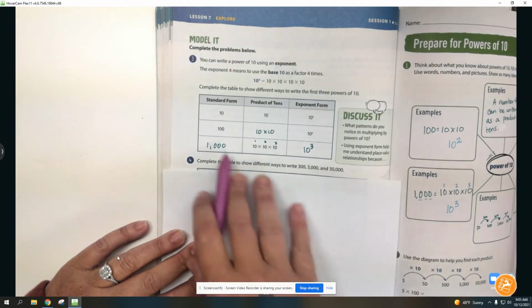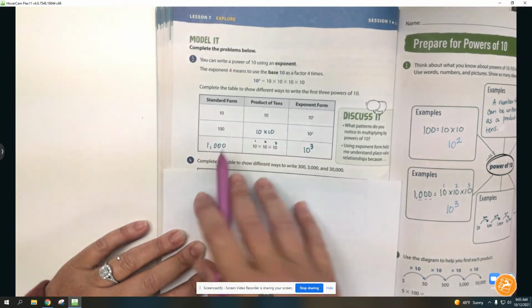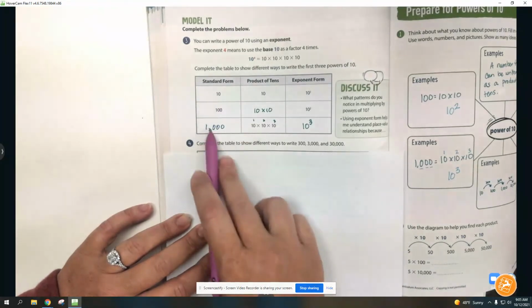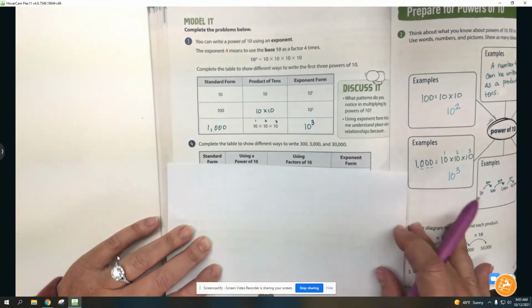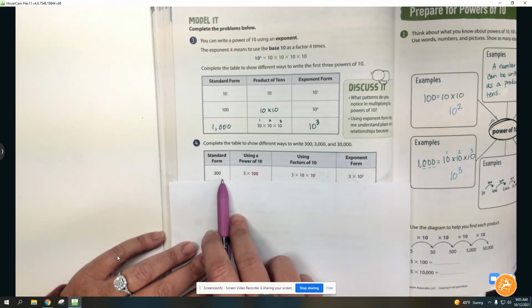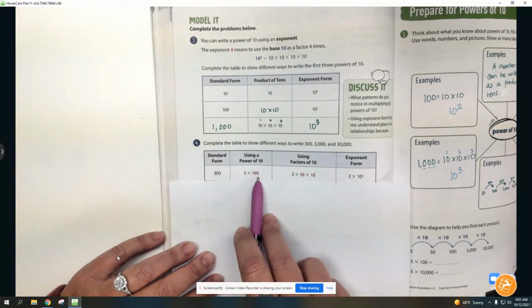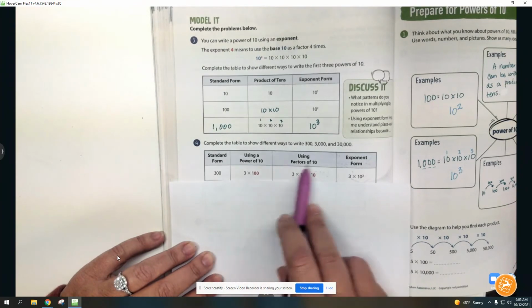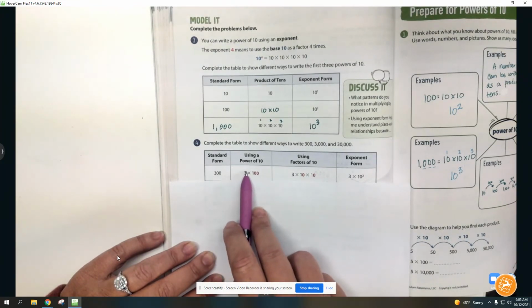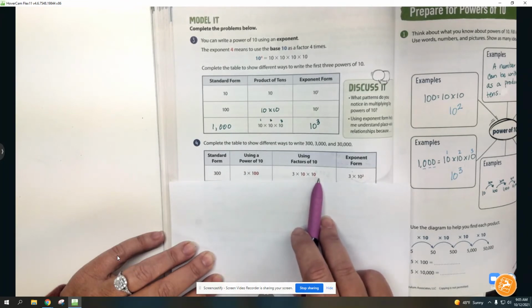It's going to be very similar to writing 10, 100, and 1,000. Just now instead of having ones at the beginning, we have threes at the beginning. So in standard form, 300 is written using a power of 10 as 3 times 100. Using factors of 10, you keep the 3 the same: 3 times 10 times 10.